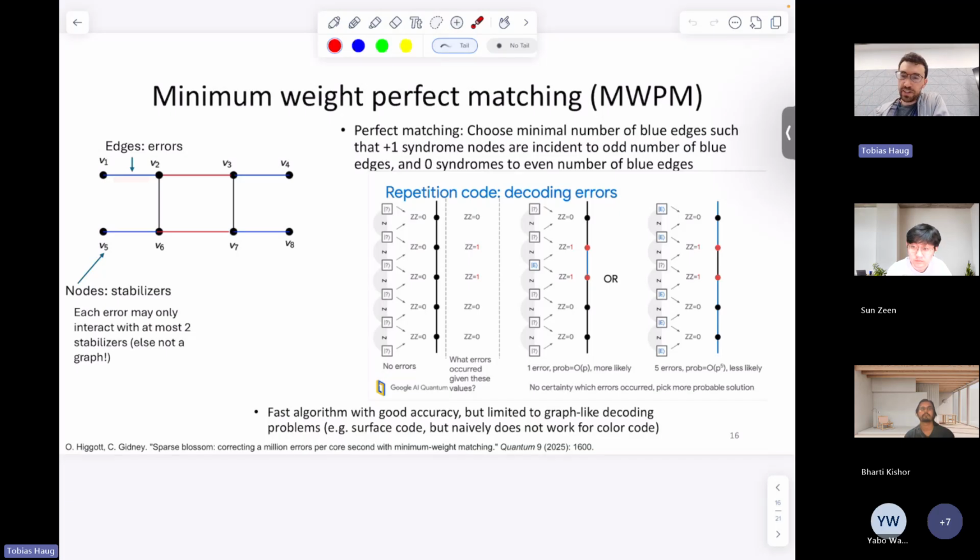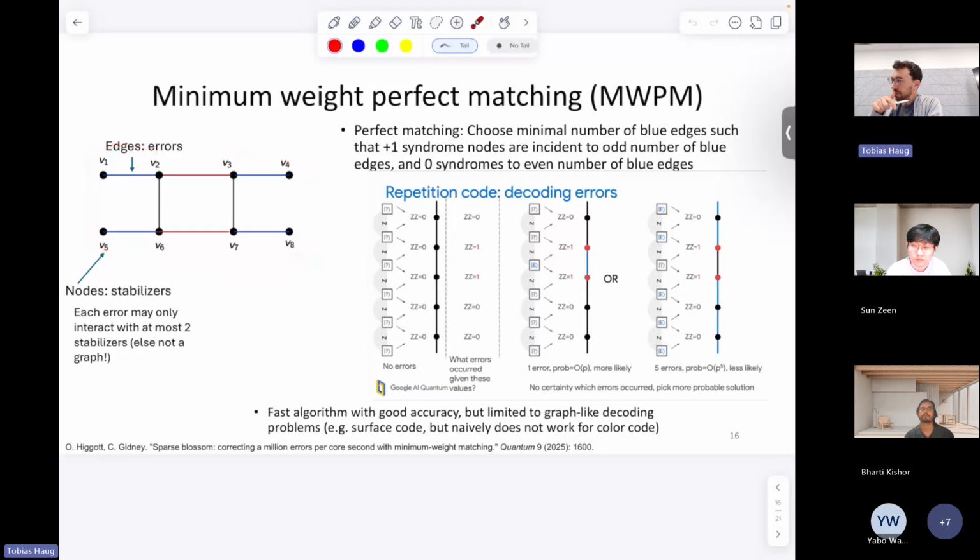Now, of course, to write something in a graph structure, you make an assumption, namely that each error can trigger at most 2 syndromes, right? If, let's say, an error would trigger 3 syndromes, you can't write it as a graph anymore, because it would then be a hypergraph. So in order to even make this mapping in the first place, you need to assume each error can trigger at most 2 syndromes, which is the case for some types of codes, let's say surface code, but not all of them. For example, color code doesn't have this structure. Okay, but let's assume we have now a decoding problem that somehow can be mapped onto this form here, where each error at most triggers 2 stabilizers.